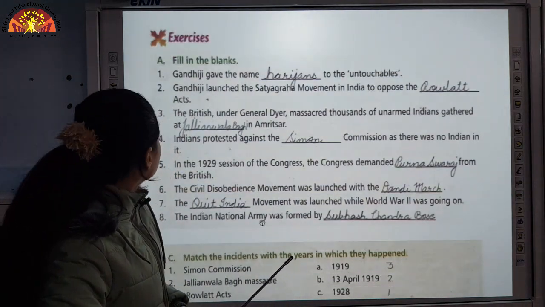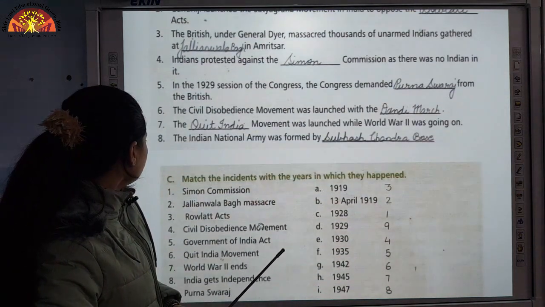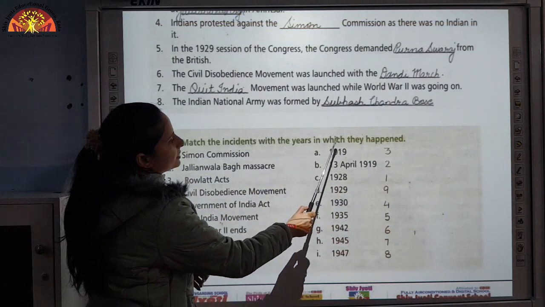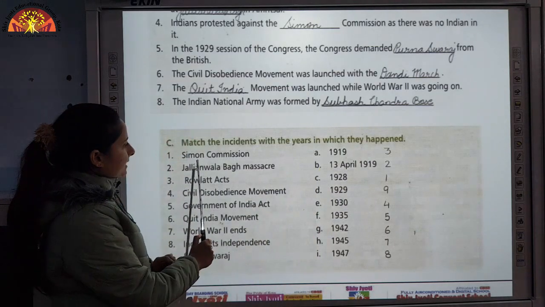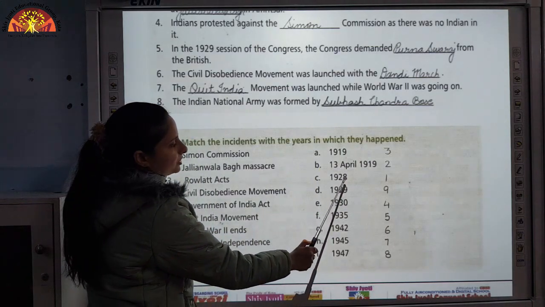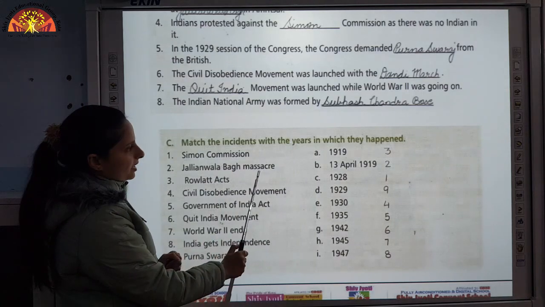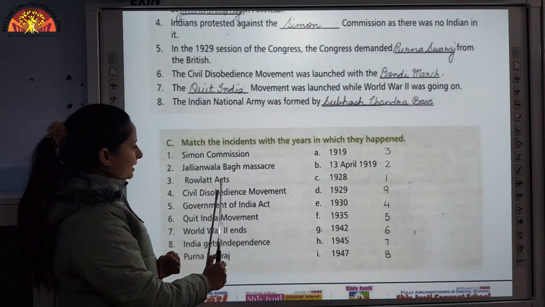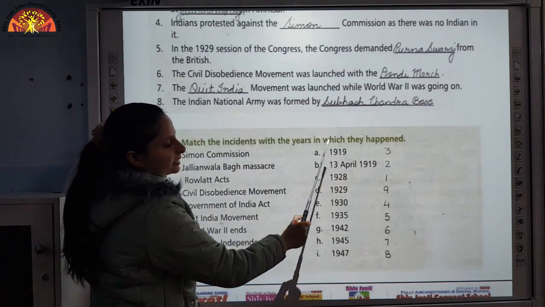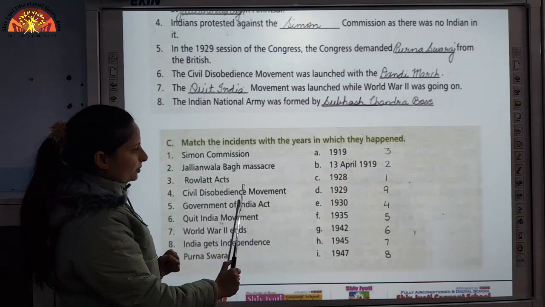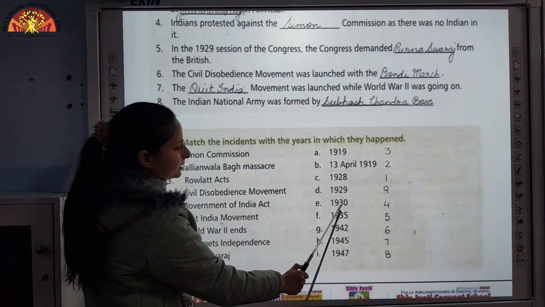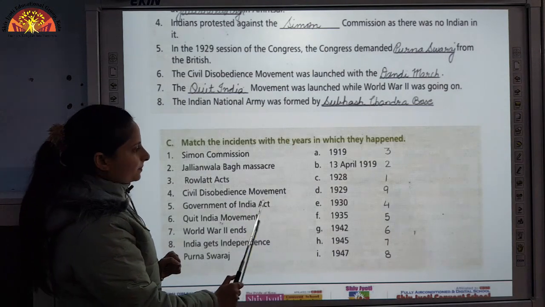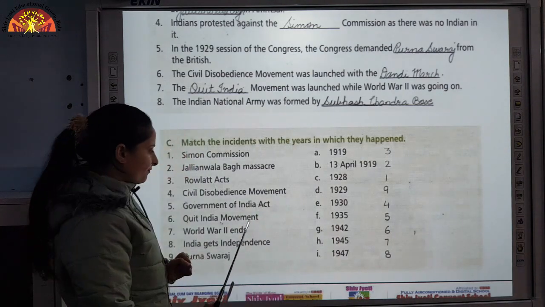Now we will discuss question number C, that is match the incidents with the years in which they happened. Simon Commission, year 1928. Jallianwala Bagh massacre took place on 13th April 1919. Rowlatt Act, it was passed in the year 1919. Civil disobedience movement was launched in the year 1930. Government of India Act was passed in the year 1935.